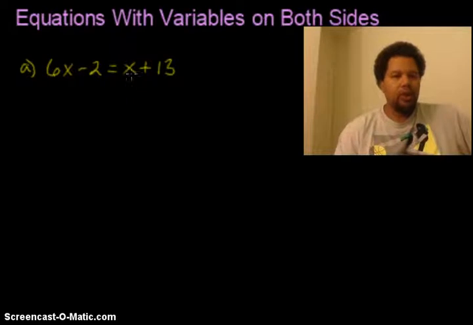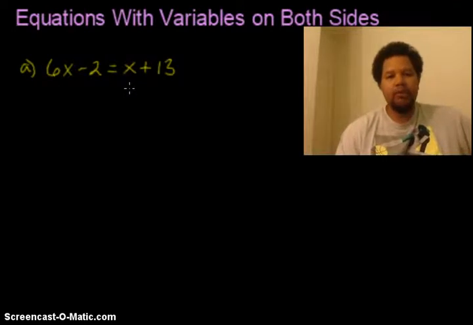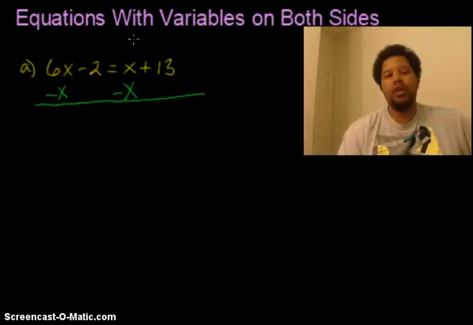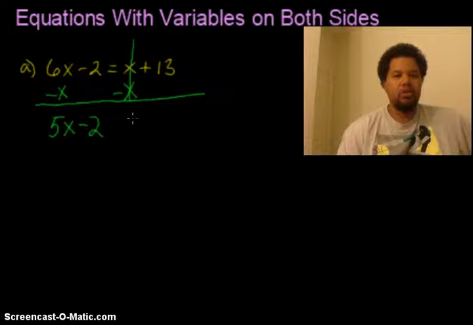So first of all, let's decide I want to move my variables onto the left. How do I do that? I would have to remove it from one side, or cancel it from one side. In this case, I'm going to cancel out this x, and to cancel out x is subtracting x. So I'm going to subtract x here and over here on the left side, because whatever I do to one side, I have to do to the other. So I end up with 5x minus 2 equals 13.